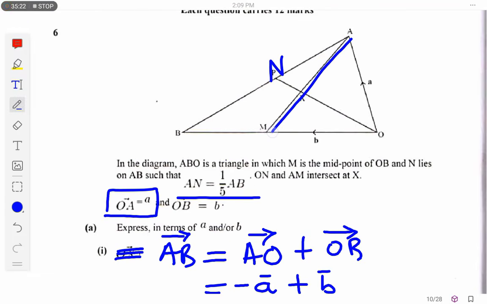This is AM. Okay, so to get our AM, we can say we are moving AO and then OM like that. So OM is basically going to be half of OB. Okay, so that's how we are going to calculate that one.